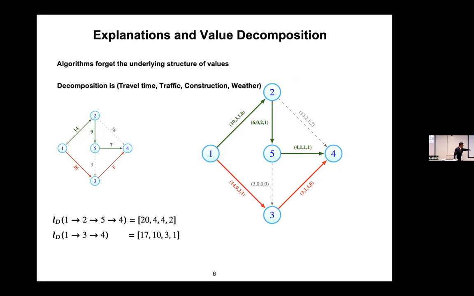running the shortest path on the decomposed data gives us, instead of just 30, the contribution of the individual components in the shortest path. So the contribution of pure travel time is 10 plus 6 plus 4, giving us 20. Similarly, we can find the contributions of the traffic delay and so on. We can do the same thing for the foil path.